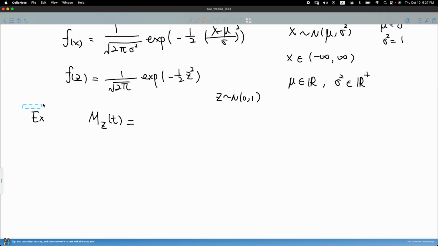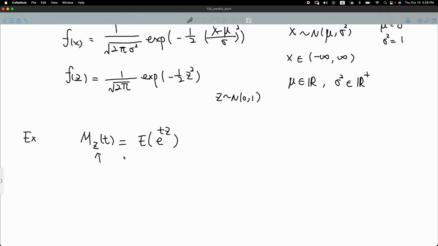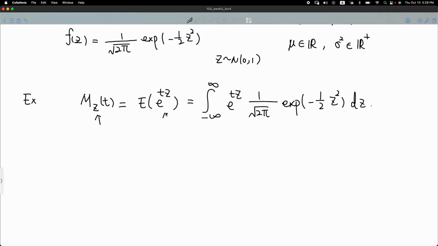Does anyone still remember the definition of the moment-generating function? It is just the expected value of e raised to the power of tz, where our random variable is z here. So what we want is to evaluate this expected value, which is the integral of e raised to the power of tz times the probability density function: 1 over square root of 2 pi, exp negative 1/2 z squared, dz. So we are just evaluating this expected value.